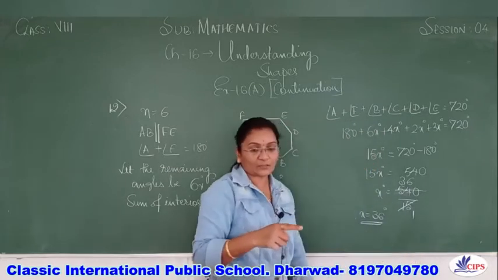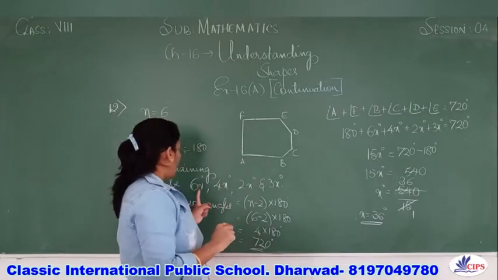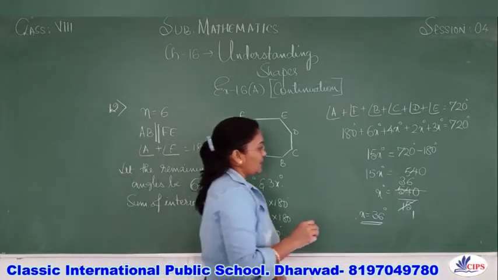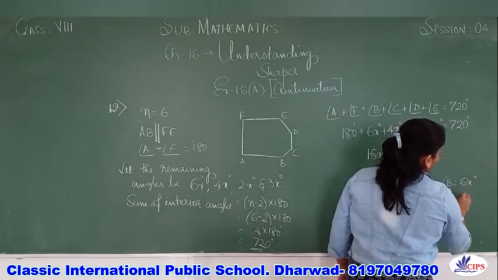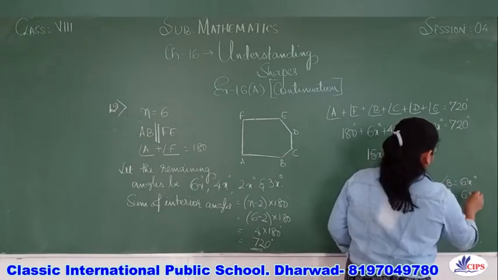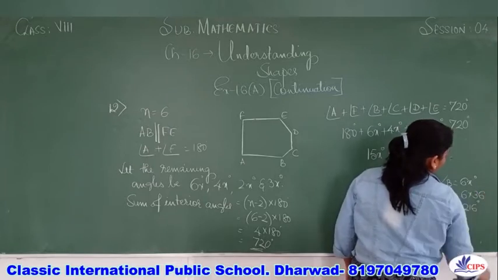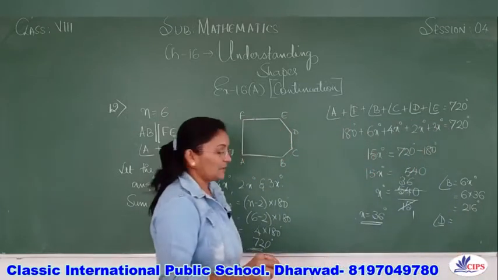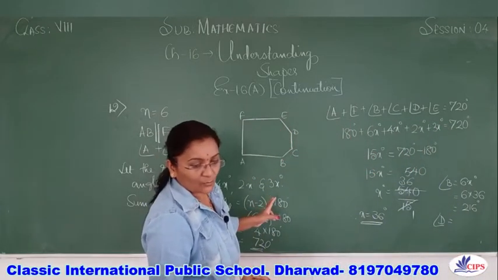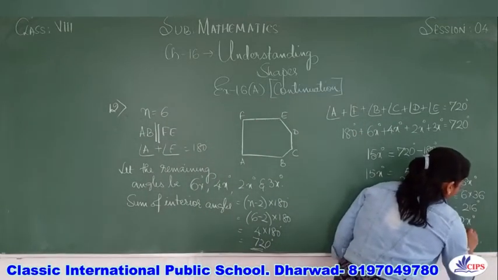But what they have asked us to find is the measure of angle B and angle D. So here angle B is 6x degree. So here x value is how much? 36. So it's 216. Next angle D. So what will be the measure of angle D? So D value is 2x. So here 2x degree. So it's 2 into 36, that is 72 degree.